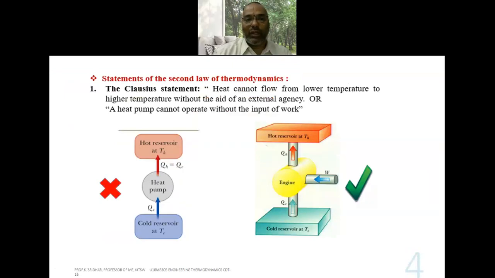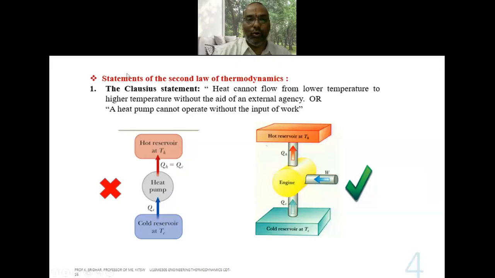The next one is known as the Clausius statement. The Clausius statement basically gives information about the direction of the heat transfer, because one of the limitations of the first law is that it does not give any information about the direction of the heat transfer.